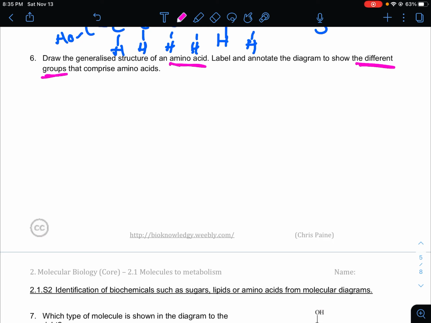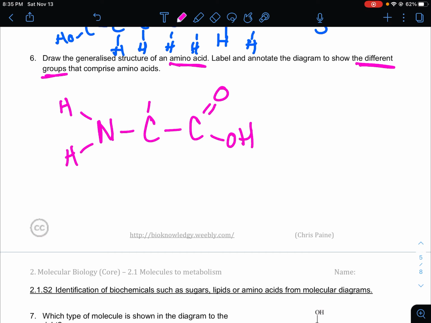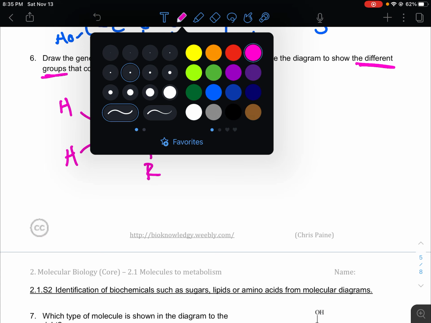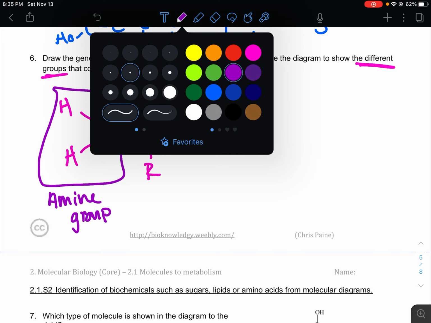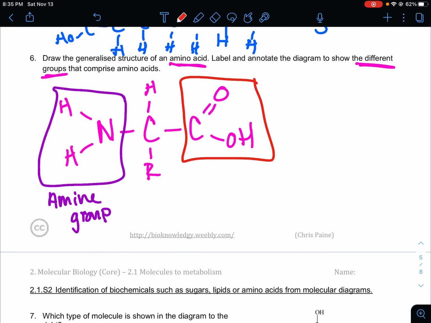So the general structure of the amino acid, you start off with your amine group, and that's going to be connected to your carbon, and then you have your carboxyl group, and then the H, and don't forget that variable. And then you would just annotate the different parts. So this is your amine group. And in another color, this is your carboxyl group.